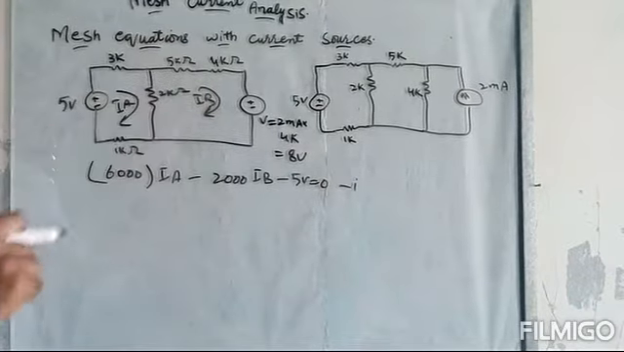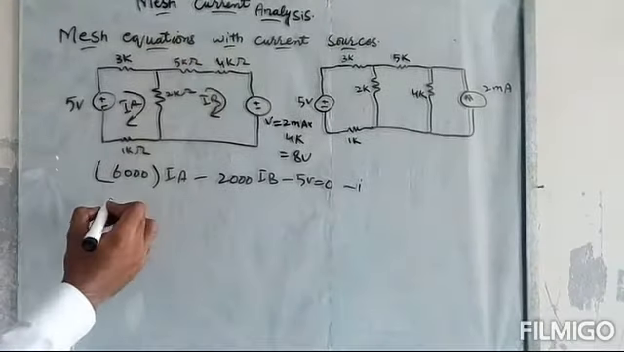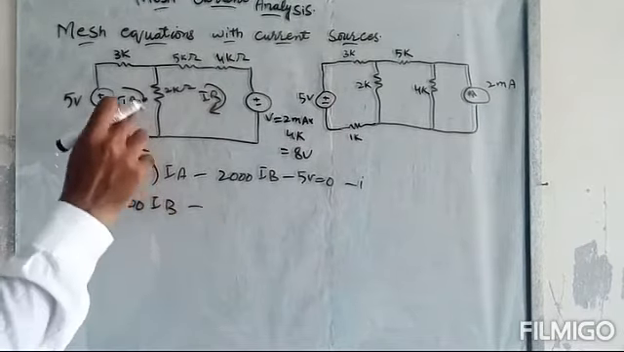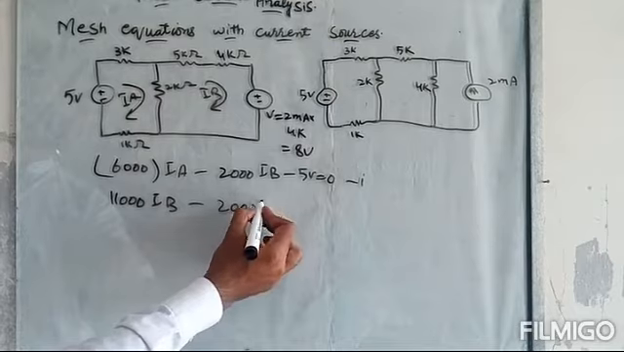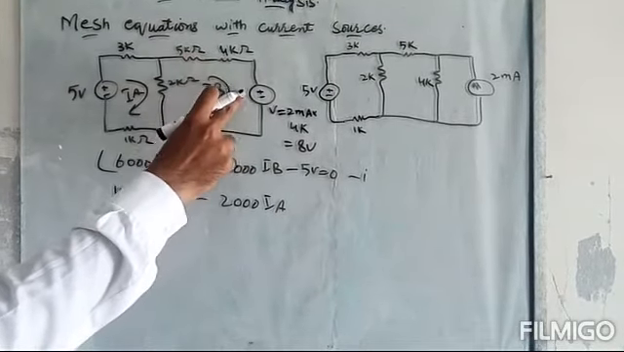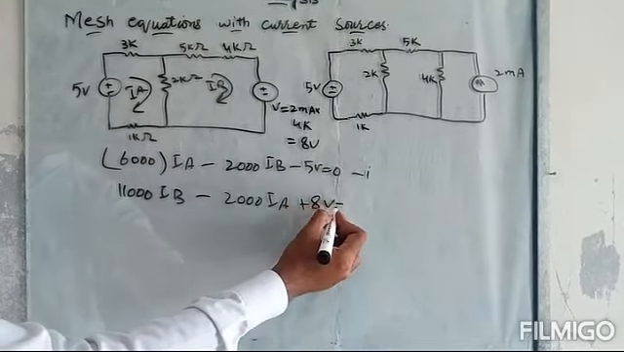Similarly, we can write the equation for mesh B. Total resistance is 5 plus 4, 9 plus 2, 11. 11,000 multiplied by IB minus. This resistance is shared, so 2000 multiplied by IA plus, if we traverse it in this direction, this will be positive 8 volt, and it is equal to 0.